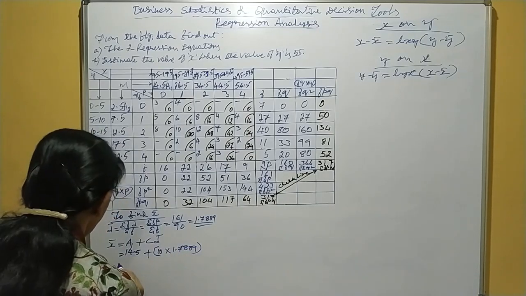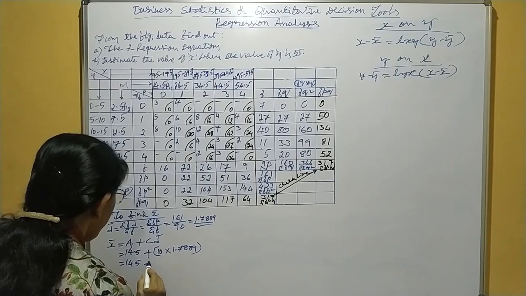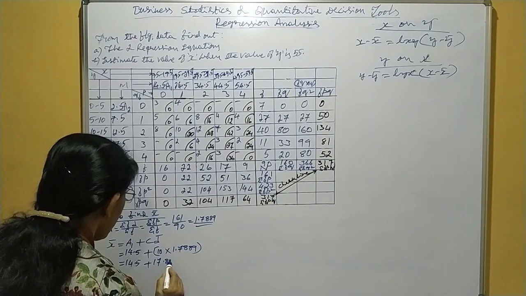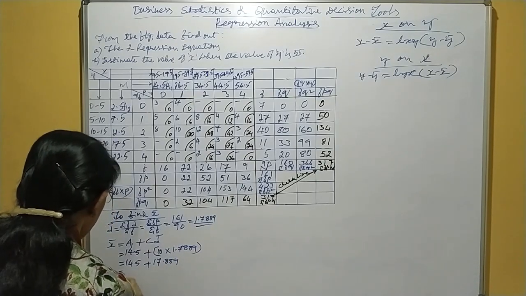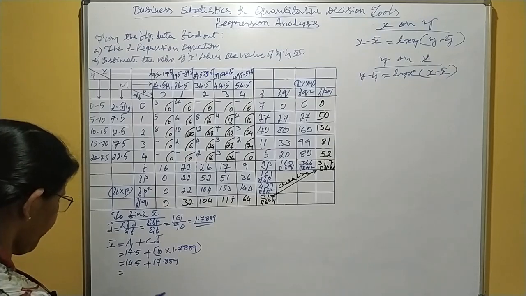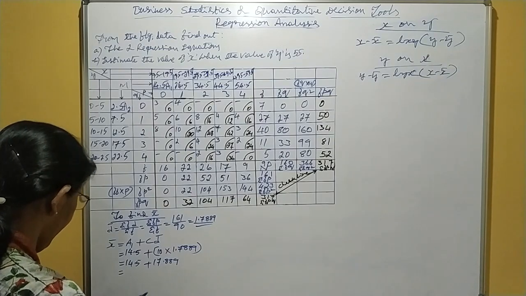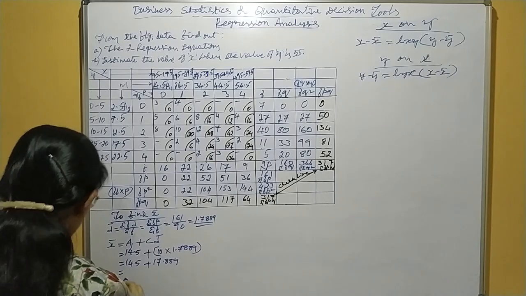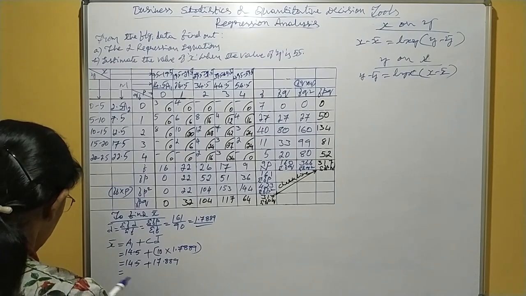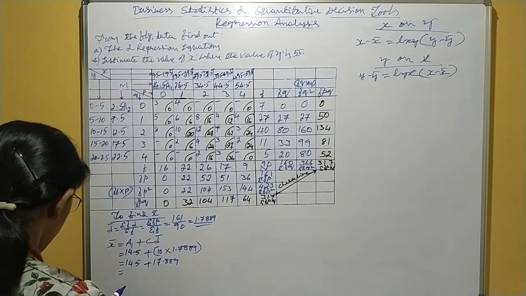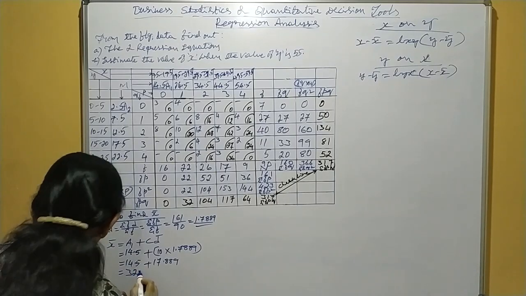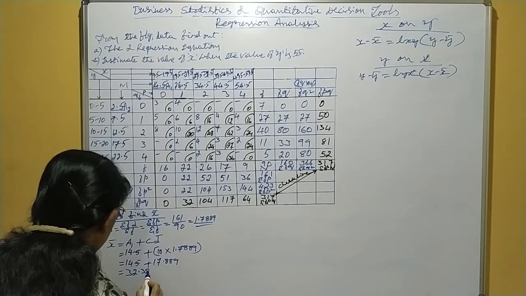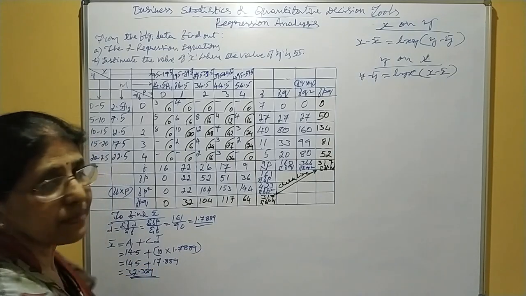d bar is 1.7889. Now, 14.5 plus 17.889. Take the total. It comes to 14.5 plus 17.889, it is 32.389. This is x bar. Okay.